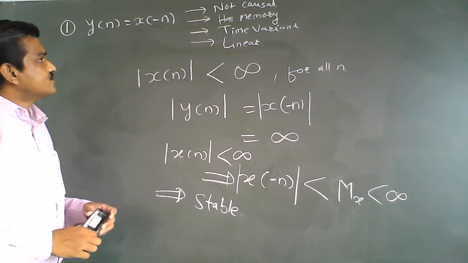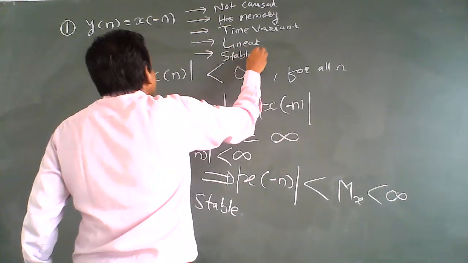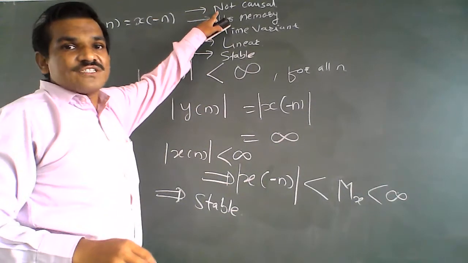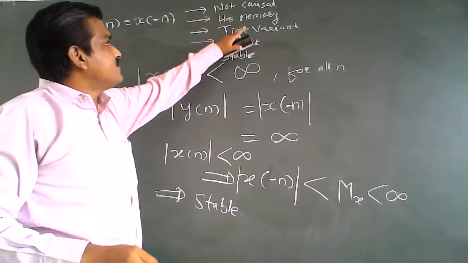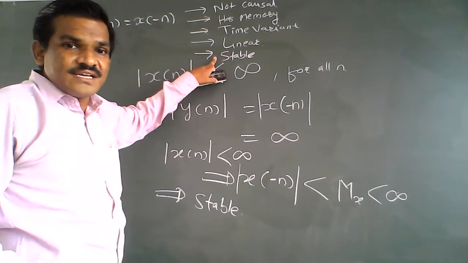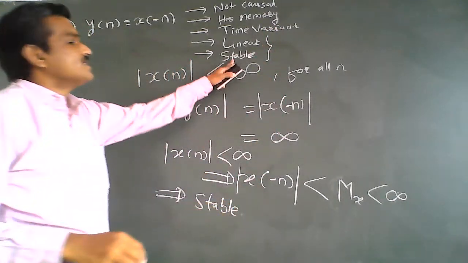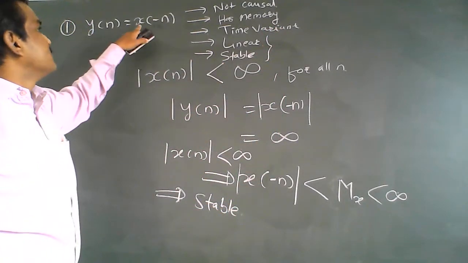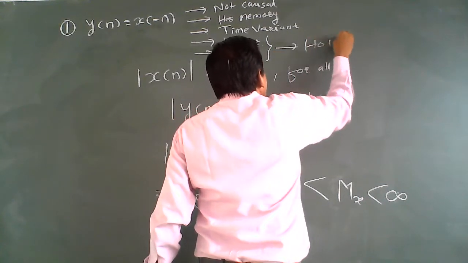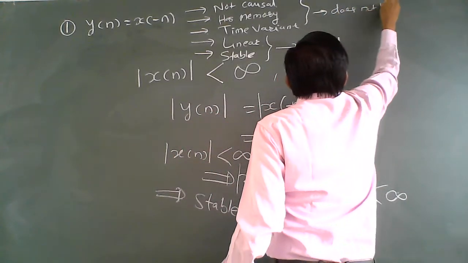Understood? So y of n is equal to x of minus n is not a causal system. This system has a memory. This is a time variant system. This is a linear system, and this system is stable. So you can see that this system has followed the linearity and stability properties. So if y of n is equal to x of minus n, these properties hold, and the other three properties do not hold.